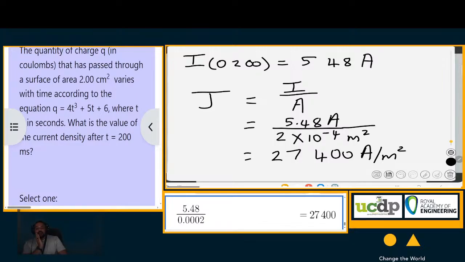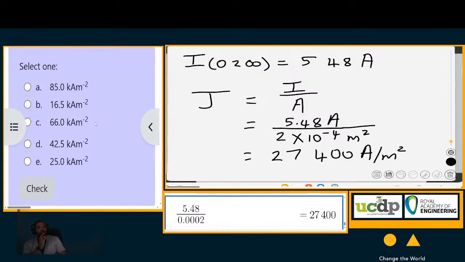Now, there is no option for this answer anywhere. 27,400 or 27.4 kiloamperes. You can also write it as 27.4 kiloamperes per square meter.